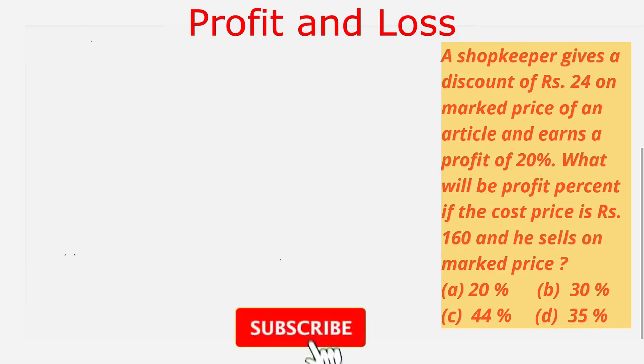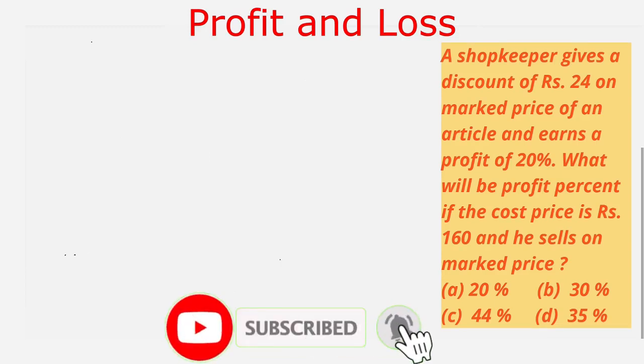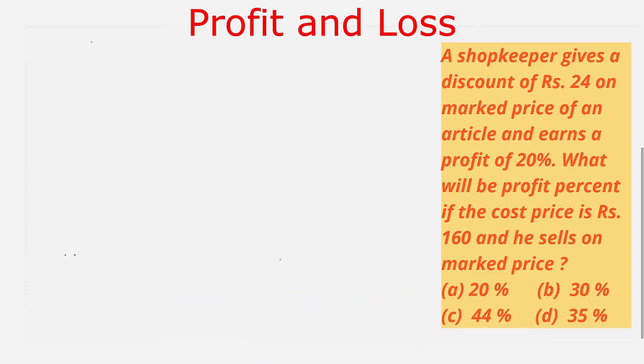We can solve this question by shortcut method, even orally. The discount is rupees 24 and our cost price is 160. We can just solve it orally, but I am writing it for your convenience. Our cost price is 160. 10% of it is 16 and half of 16 is 8. 8 plus 16 is 24 and 24 is given to us as the discount.